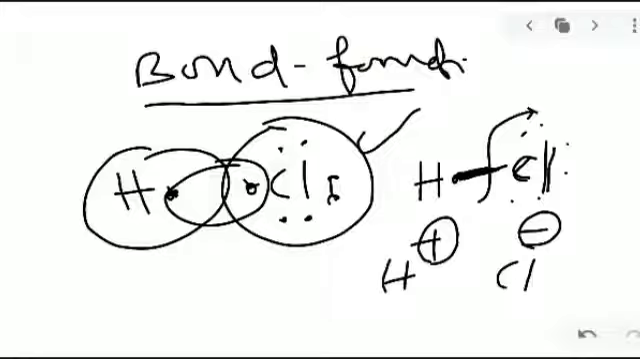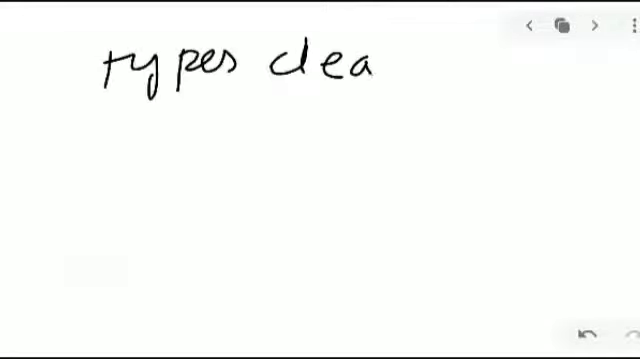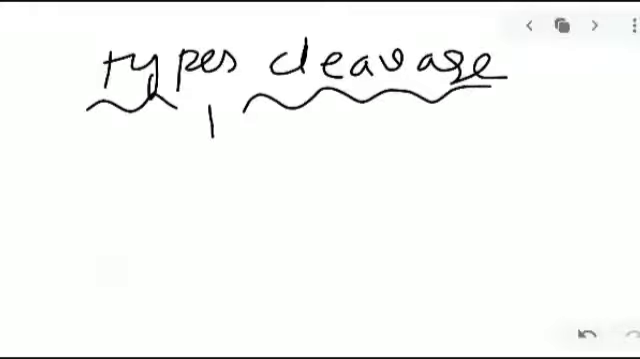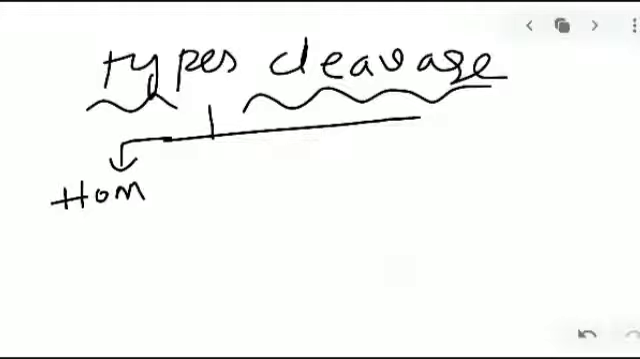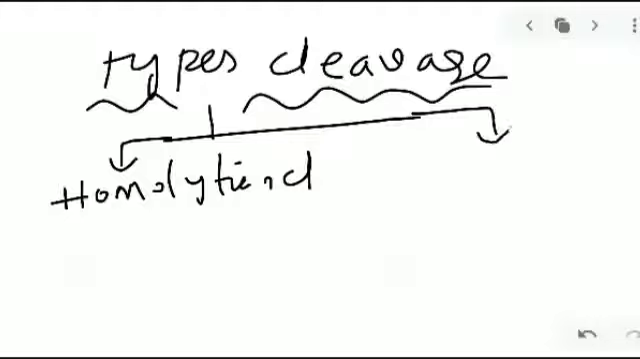Okay, and the next one is the types of cleavage, or types of fission. So we have two types. Okay, two types here: homolytic cleavage and heterolytic cleavage.